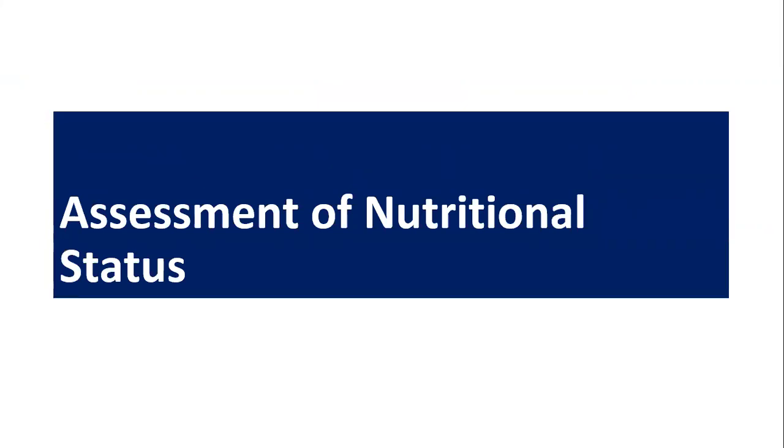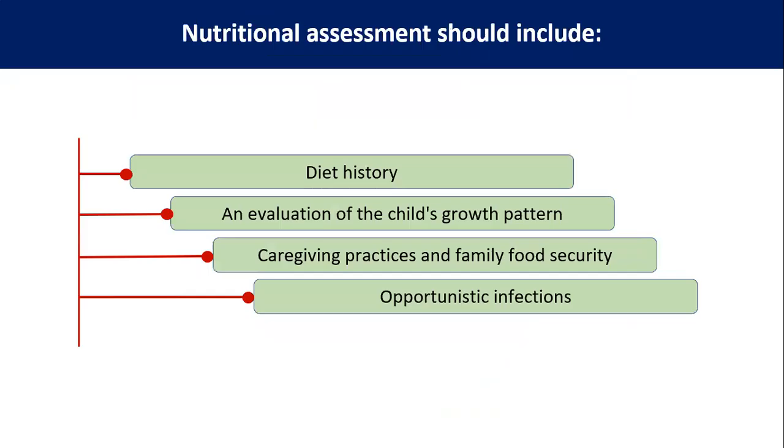So we have to completely assess their nutrition status. Next. Coming to the diet history, what the child is taking at home has to be taken into consideration, and also the child's growth pattern. We have already been provided the growth charts; we have the white cards. In those we have to plot their growth pattern, especially for children between 6 months and 5 years of age. Then we have to take into consideration the caregiver practices and the family food security.